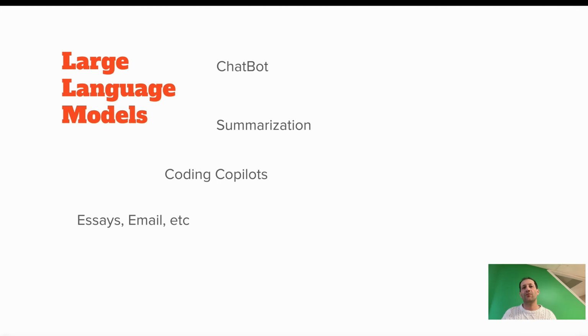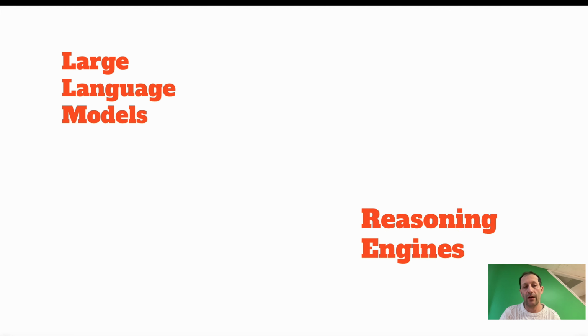And example use cases, like I just alluded to, you have chatbots, summarization, coding copilots, applications for writing emails, essays, and so on and so forth. But more importantly and more fundamentally, I think these large language models are reasoning engines. And that brings me to the motivation, the reason why I want to talk about these large language models and not other types of generative AI in this course, because reasoning engines open up a whole lot of doors that didn't exist before.